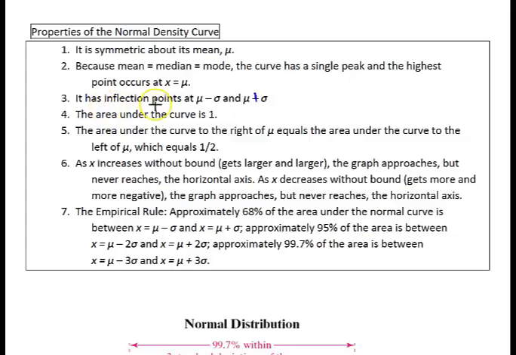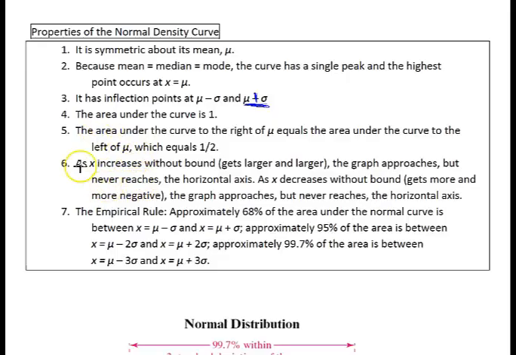Okay, it has inflection points. That's what we just talked about, where it switches at one standard deviation to the left and one standard deviation to the right. So change that one, that's got a typo, it's supposed to be a plus. Okay, area under the curve is 1, which we already talked about. Well, this is sort of logic. But if you have the mean and it splits your picture down the middle, that means half of the area is on the left and half the area is on the right.